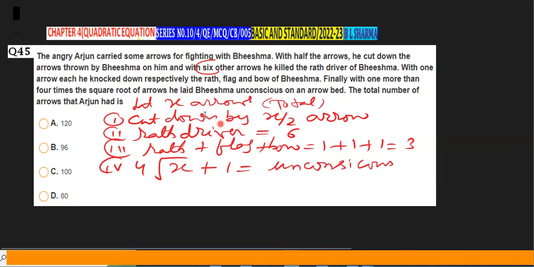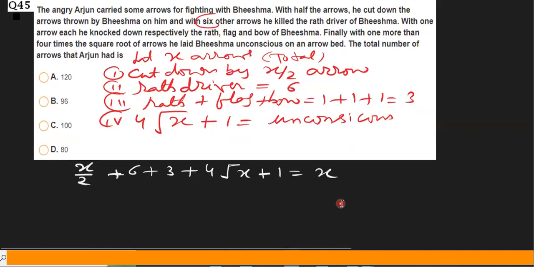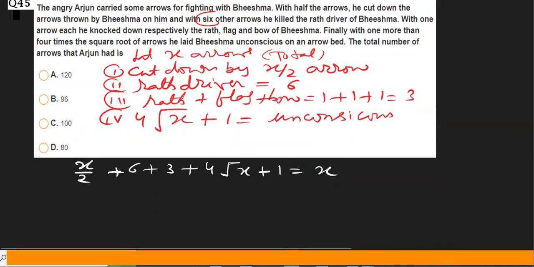तो देखिए टोटल नंबर ऑफ एरोज x, उसमें से x by 2 plus 6 plus 3 and that is equal to 4 root x plus 1, और ये टोटल किसके इक्वल है, ये टोटल एरोज है x. This plus this plus this plus this, the total number of arrows, that is equal to x. तो ये हमारा इक्वेशन बन गया. Now we have to convert it into a quadratic form.